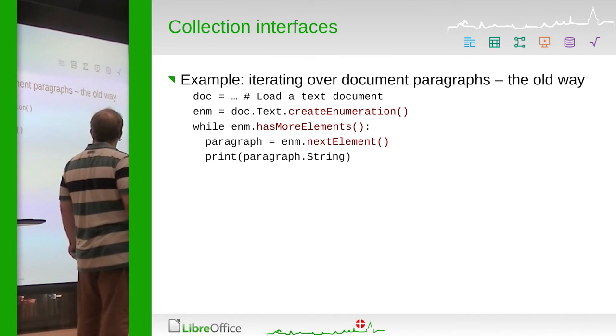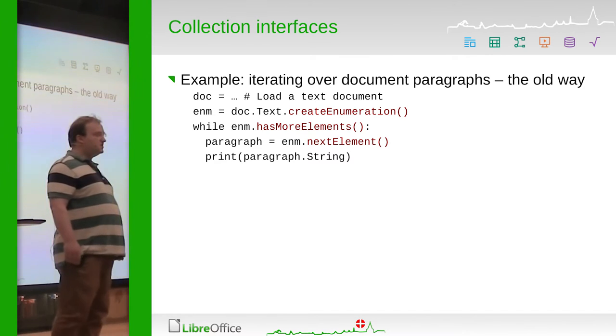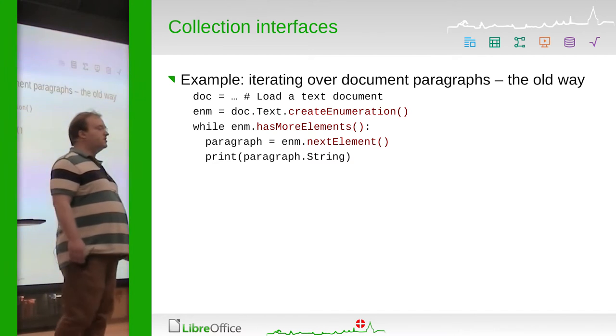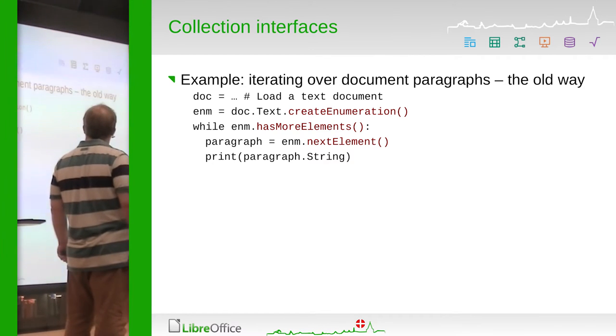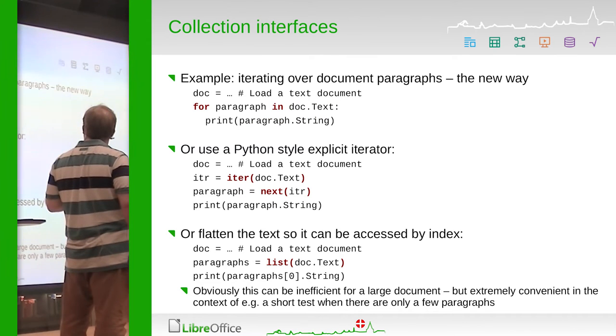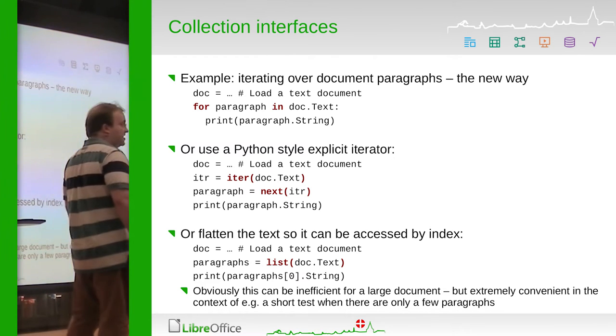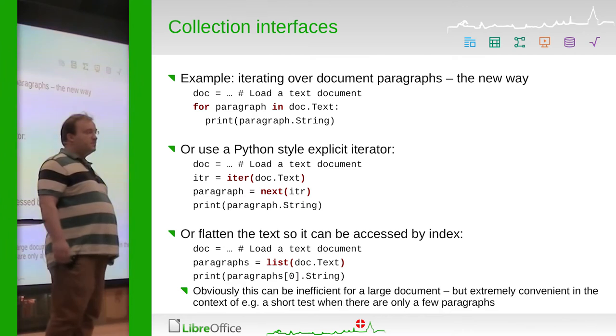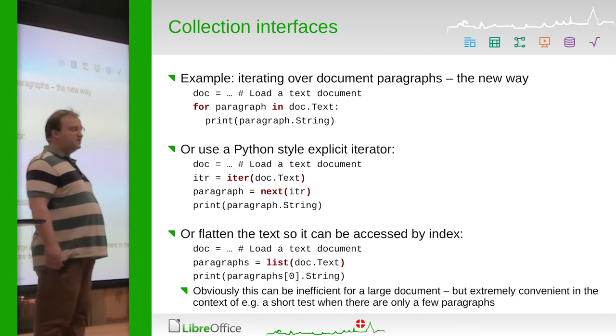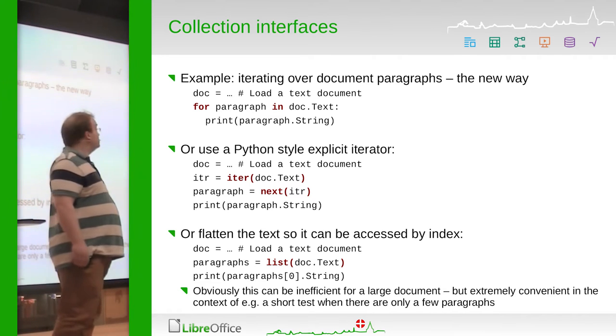An example, a very common thing to do if you're working with documents is to iterate over the paragraphs. Before, this took several lines of code, a lot of typing, lots of method names. So by now, you can simply point at the document's paragraphs and iterate over it. Now, because there may be a very large number of paragraphs in the document, this interface doesn't support indexed access. You have to iterate over it.